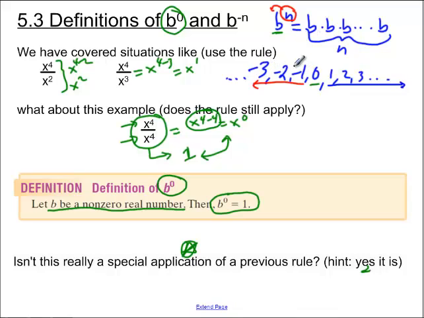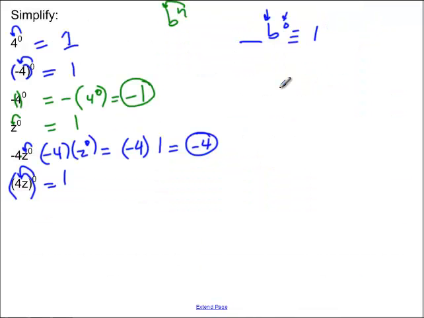And we talked about the 0th power right here. Again, here's a take-home message: b to the 0th power is just defined as 1. So let's talk about what happens with b to the negative exponents as well.